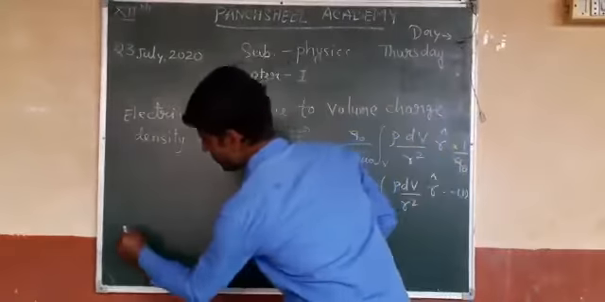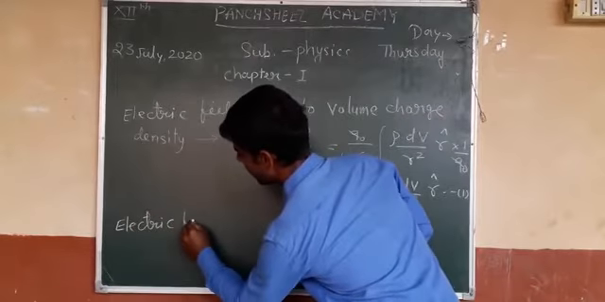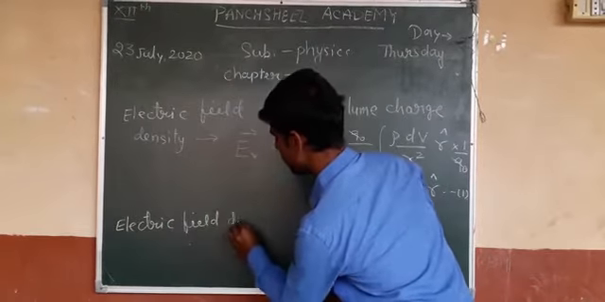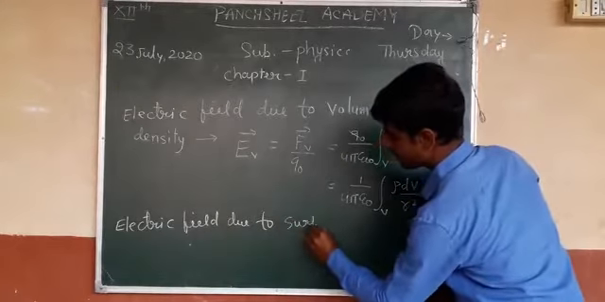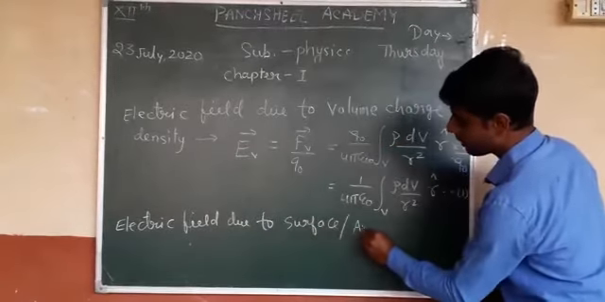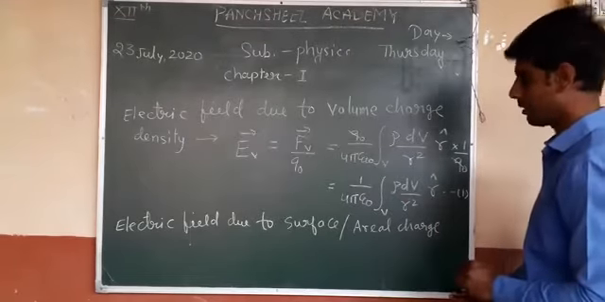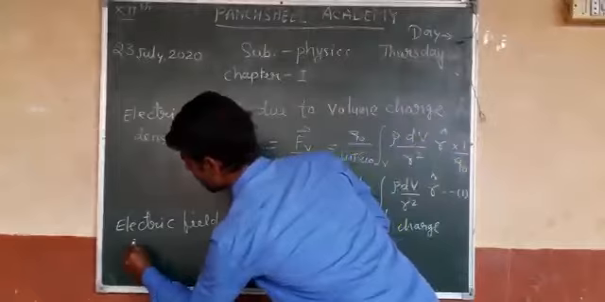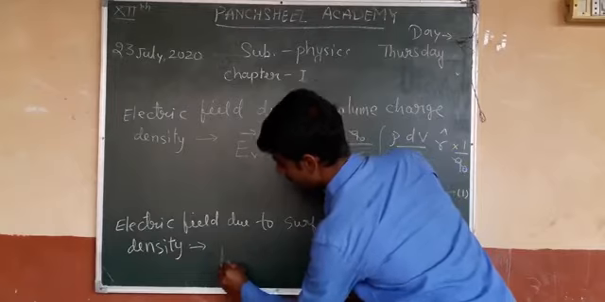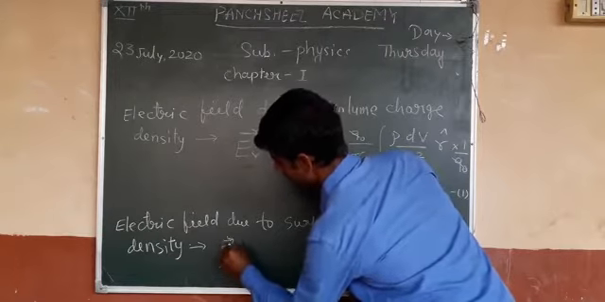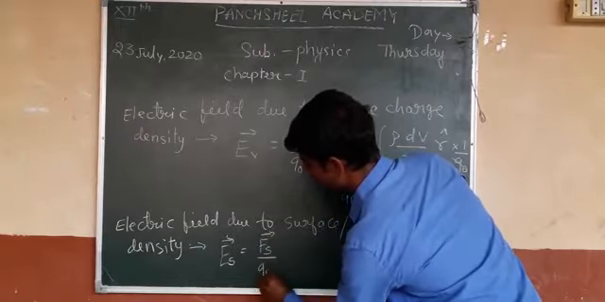Second, electric field due to surface or areal charge distribution or charge density. So I write here Es equals Fs upon q naught.